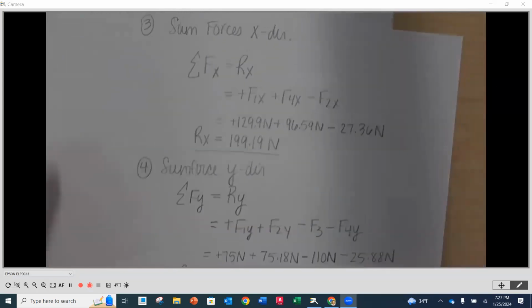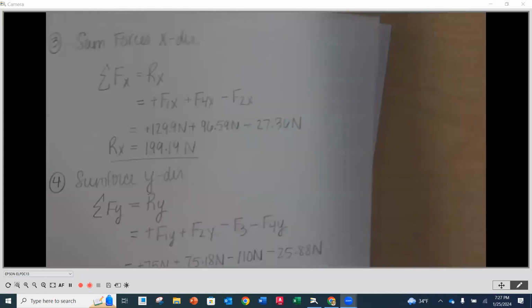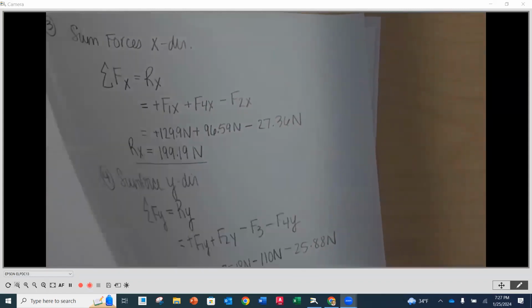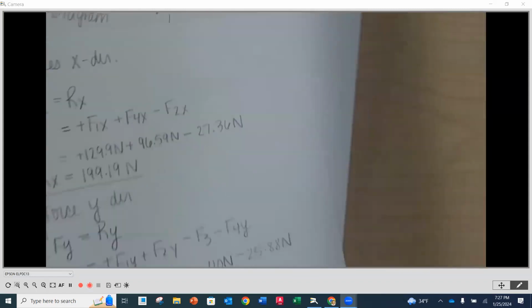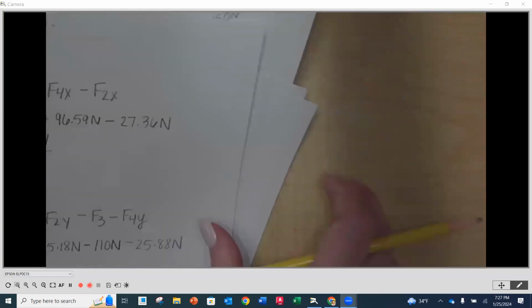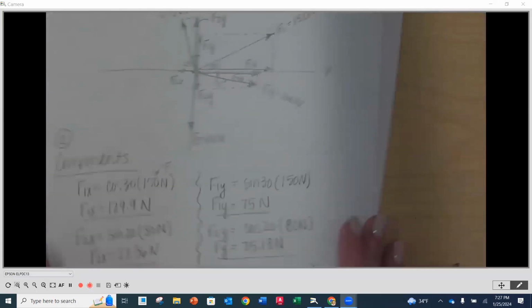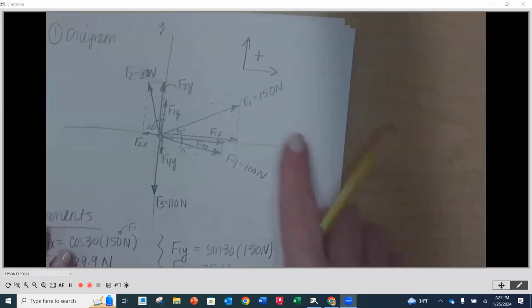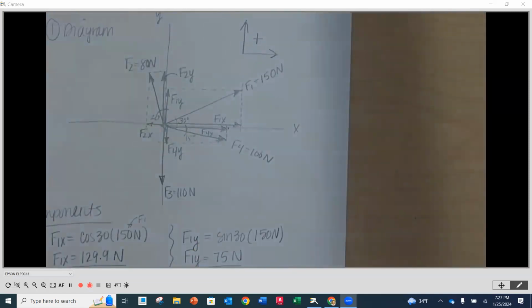Where's my convention? What did I just do with it? Oh, it's right here. Okay. According to my convention that I established, I have positives for both those resultant X and resultant Y components. That means the X is going to the right and the Y is going up.